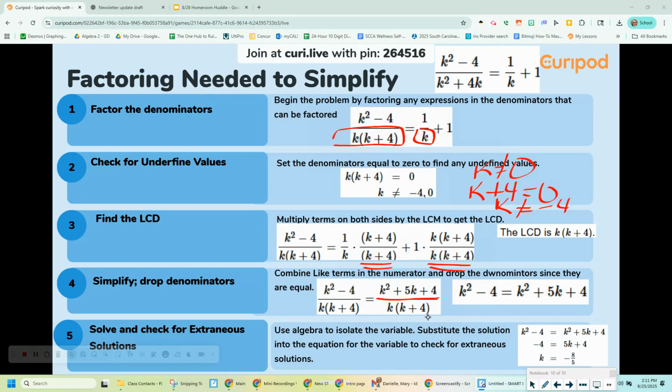Now I have to drop the denominator, and I have this equation left to solve using algebra to isolate the variable. We're going to substitute that solution into the equation for the variable to check its solution. When I solve it, I get k equals negative 8 over 5. If I plug in that negative 8 over 5, I do find that it is a solution. We're going to continue practicing that, plugging it in. I'm not going to do it right here, just to save time; we're going to do it on some problems in just a second.